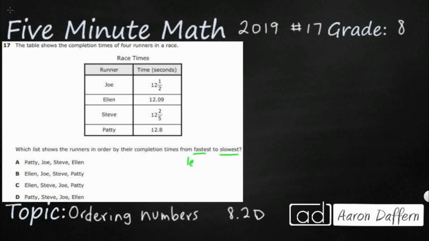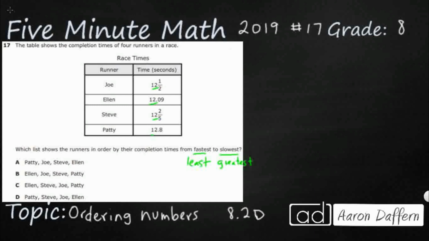So let's just go and put least. The slowest is the one with the largest time because they took the most time to finish. So that's going to be one little trick, if you want to call it a trick, is that this is least to greatest. And they didn't give that to you. All of these numbers look like it's going to be 12 something.